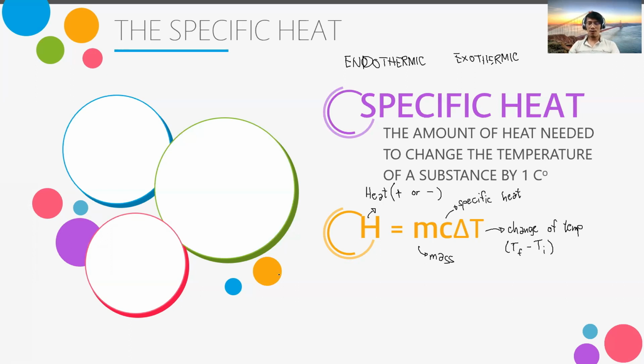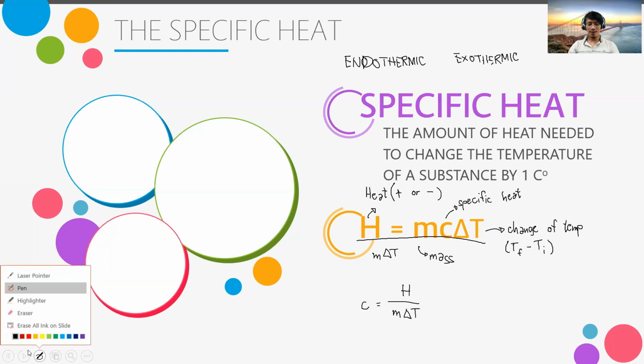Now, how about specific heat? Ano ba ang ibig sabihin ng specific heat? That letter C is the specific heat. So if we want to derive specific heat, i-derive natin yung specific heat natin. So we will just divide both sides by M delta T. Tama, no? Mag-divide lang tag M delta T. So that means C is equal to H over M delta T. Okay? So that's the equation for the specific heat.